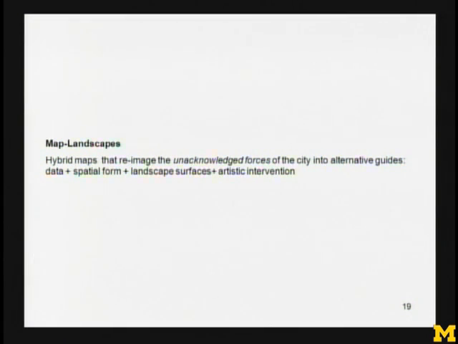So I was thinking of a series of hybrid maps to draw and merge data, art, form, and landscape surface into a kind of re-imagining of the hidden aspects of the city. And I termed these hybrid maps map landscapes. Examples of these kinds of forces in the urban context would include things like criminal activities, zoning bylaws, population densities, public surveillance, cell phone usage, air quality, and other statistical information that very much affect our city but are not normally shown in some kind of form.